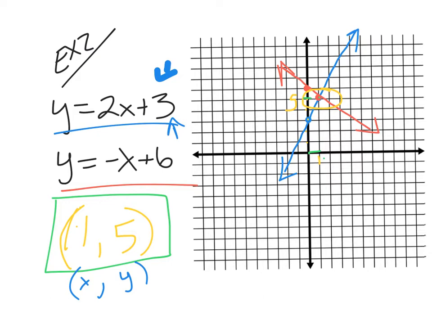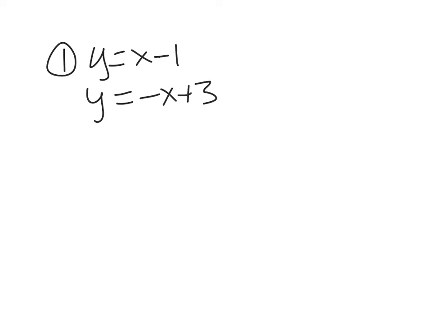Okay, any questions on graphing and finding the solution? The key is to get to this solution, guys. All right, so let's do a few of these. Grab a piece of paper. On your own number 1, we have y equals x minus 1 and y equals negative x plus 3. It says solve the system of linear equations using a table and using a graph. So we're going to do a table and a graph.